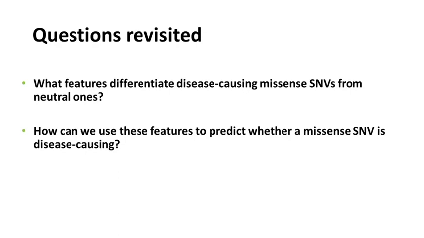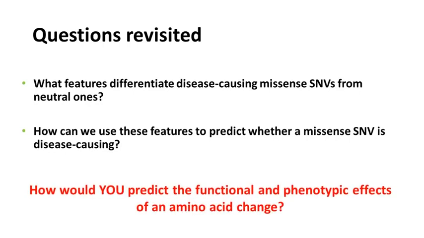Instead of working with nucleotide changes, almost all the prediction methods of missense variations work directly on the amino acid changes. Please take a moment to think, how would you predict the functional and phenotypic effects of an amino acid change?